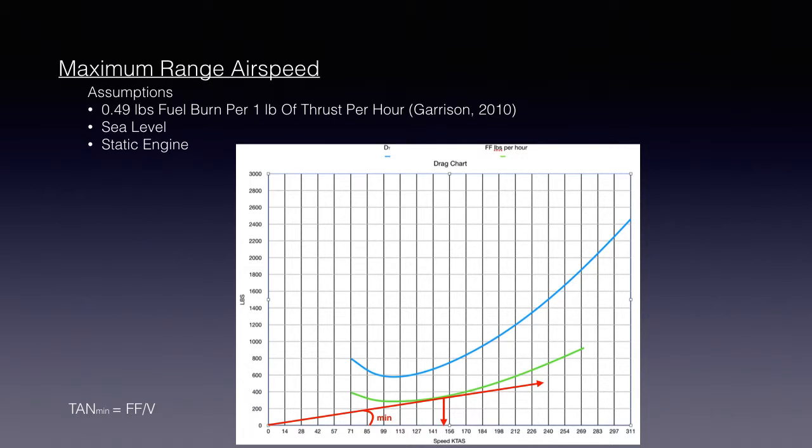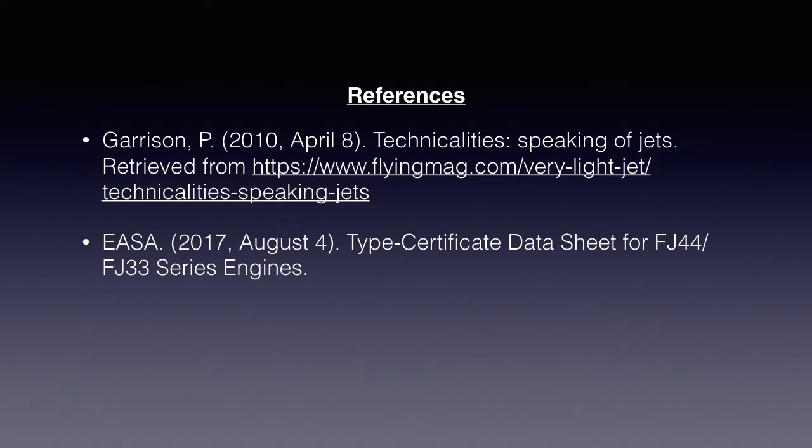If we were to take that red line and intersect anywhere else on the green curve, that tangent angle would be greater. So 151 knots should be about the maximum range airspeed for this aircraft mounted with the Williams FJ33 engine, which was kind of interesting.